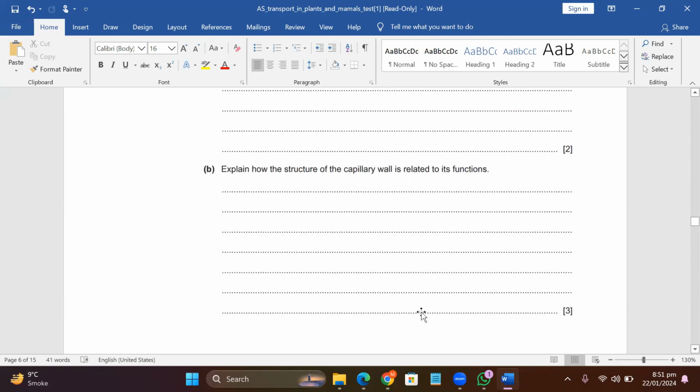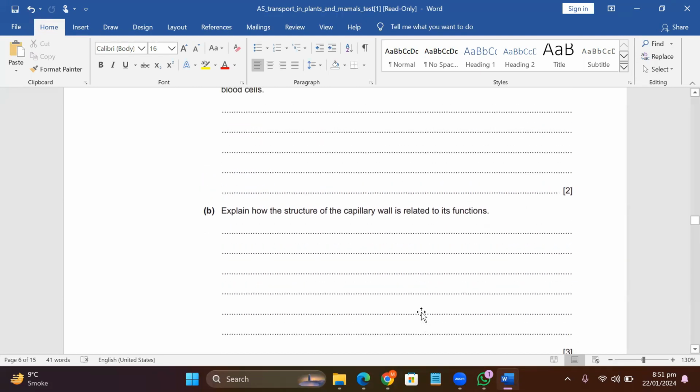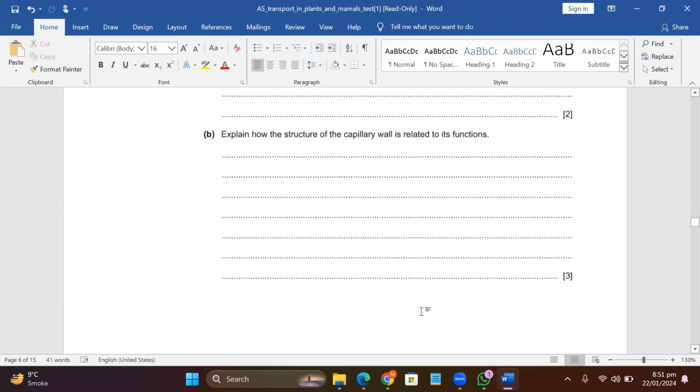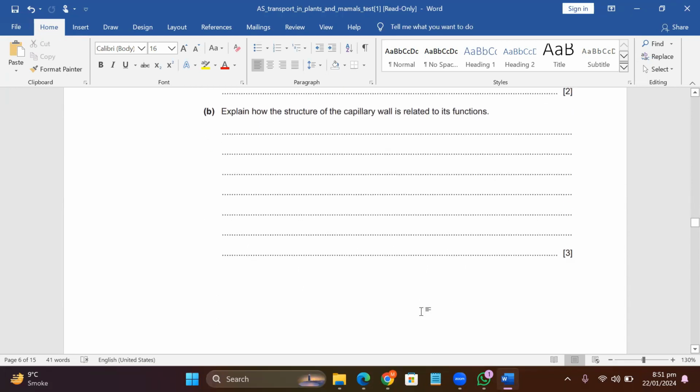Full. Okay, explain how the structure of the capillary wall is related to its function. Not the visible differences or visible things. For the capillary wall, what did I tell you were the adaptive features? That capillaries basically increase the cross-sectional area, number one. Capillaries increase the surface area. Capillaries are made up of one cell thickness. Capillaries are microscopic, and they are present near every cell of the body, right?